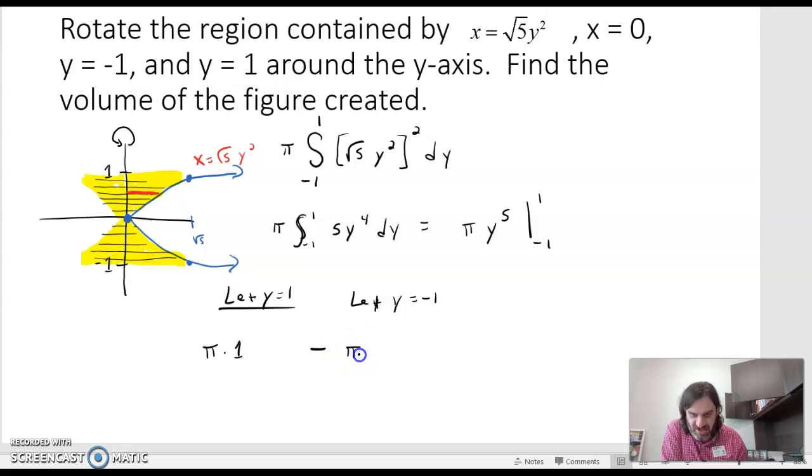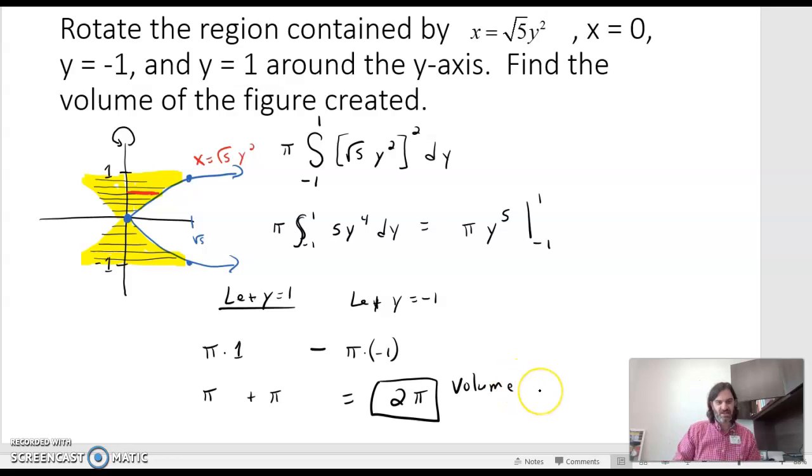So that would be subtract pi, and -1 to the 5th is a -1 as well. So I'll have pi times 1, which is pi, and then minus a negative pi, so it'll be plus pi. So the total area, the total volume is 2 pi. Now that's not a geometric shape that we could really work with because it's curved there.